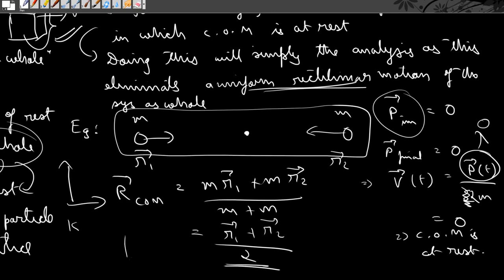But what if you have another frame of reference K dash where P dash initial was not equal to 0 but equal to some constant c?